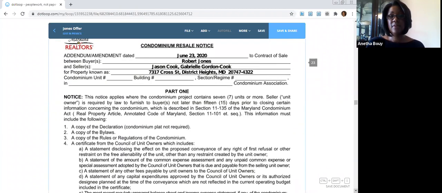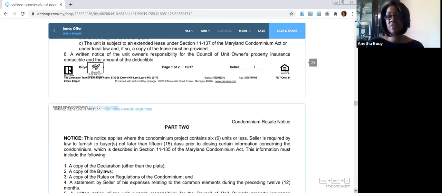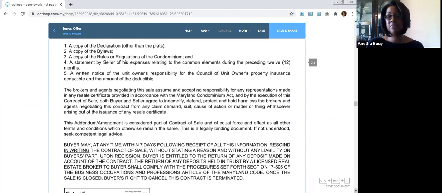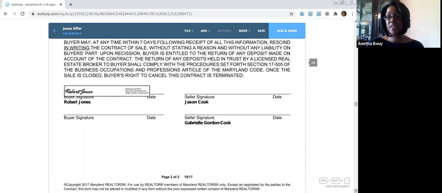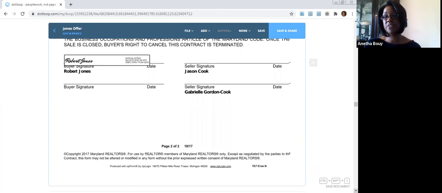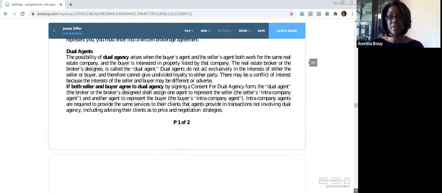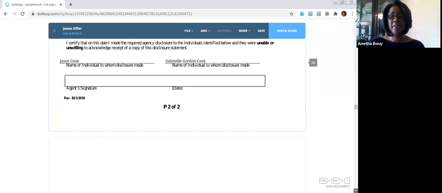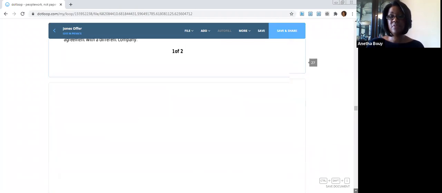So, and they can have that information or not have that information. And it's just a way that all parties involved are able to understand clearly what the contract is and protect each party as best as possible. Okay. And again, his understanding of who the agent represents and consent for dual agency.